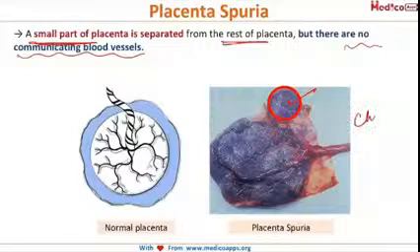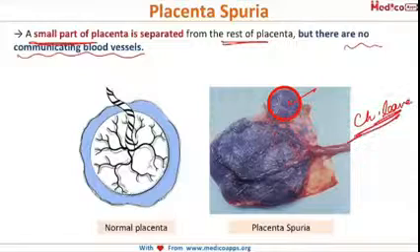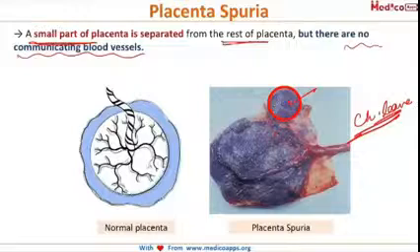Usually the chorionic laeve is a smooth part lying adjacent to the decidua capsularis. But if a part of the placenta is formed from the chorionic laeve, it leads to this type of placental abnormality, placenta spuria or placenta succenturiata.